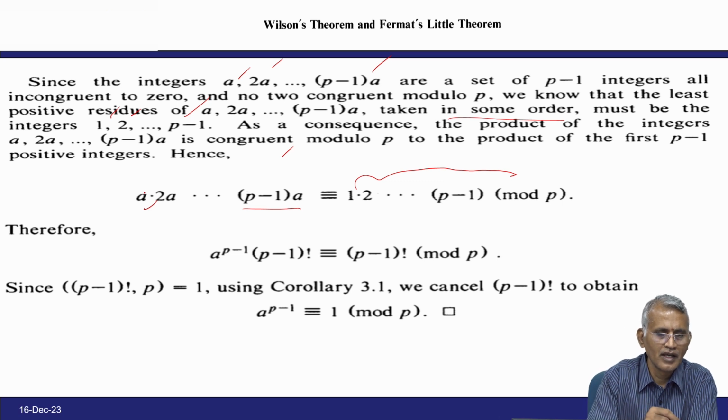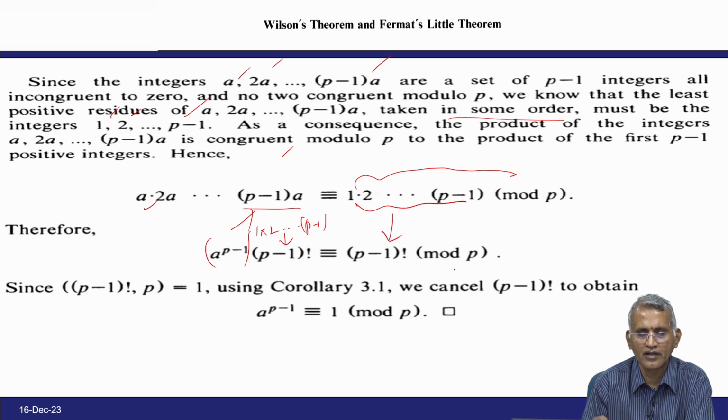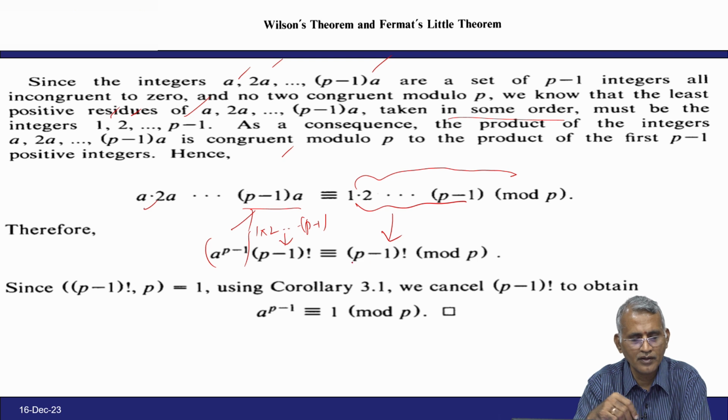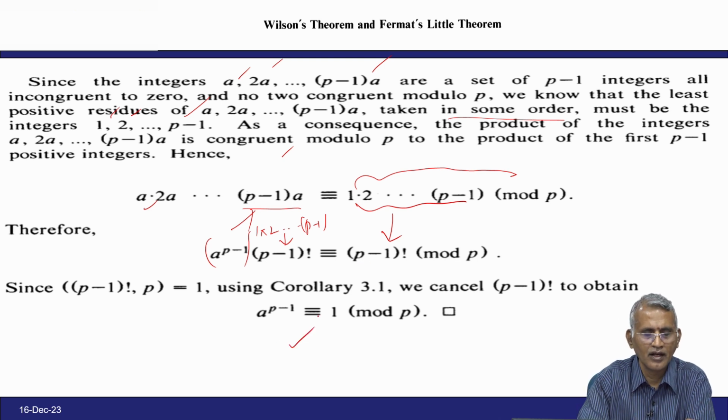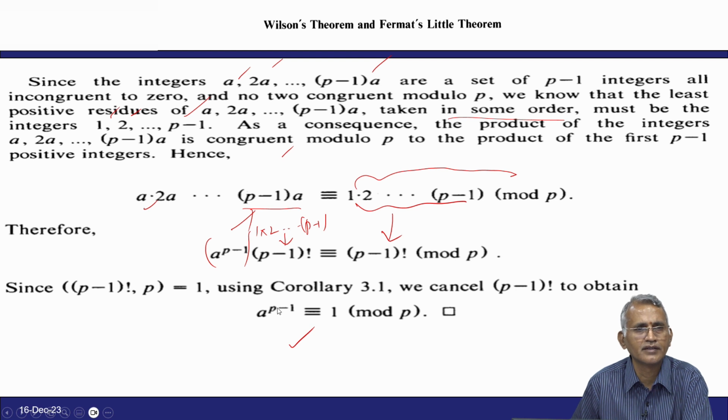Therefore, a is taken up to the power p minus 1 terms, and 1 into 2 into 3 and so on up to p minus 1 gives p minus 1 factorial, here also p minus 1 factorial under modulo p. Therefore, the p minus 1 factorial gets cancelled, and then we have a power p minus 1 identically equal to 1 under modulo p, which is the proof of this idea.